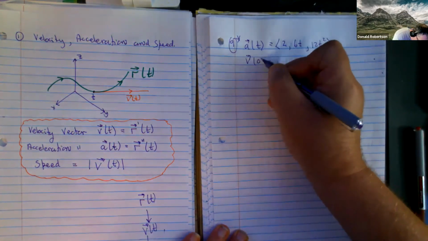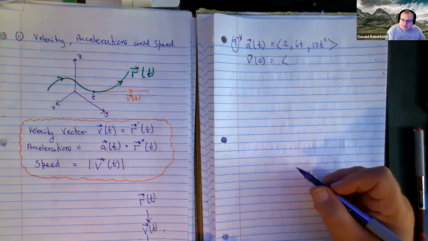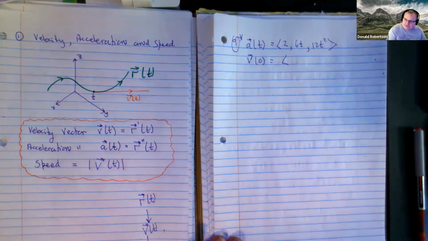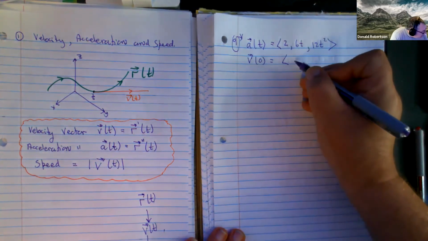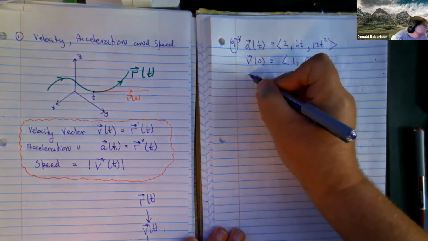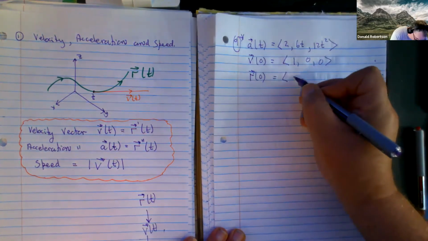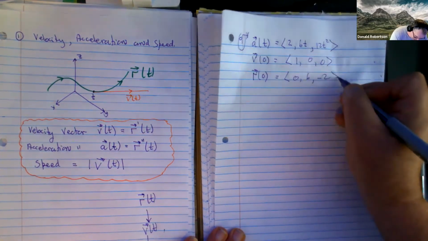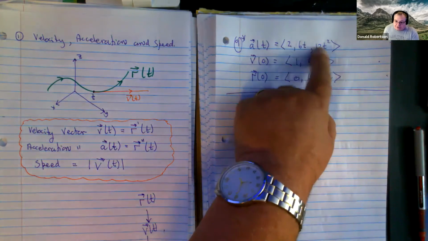The boundary conditions, I think they picked 0 because it's an easy one to calculate, but couldn't it be v of 1 equals, or v of 42 equals? There's no reason it needs to be v of 0. But anyway, v of 0 is 1, 0, 0. That was basically i on its own. And the position at 0 is no i's, 6 j's, and negative 2 k's. So there is your information. We are going to find the velocity and the position vector using this.